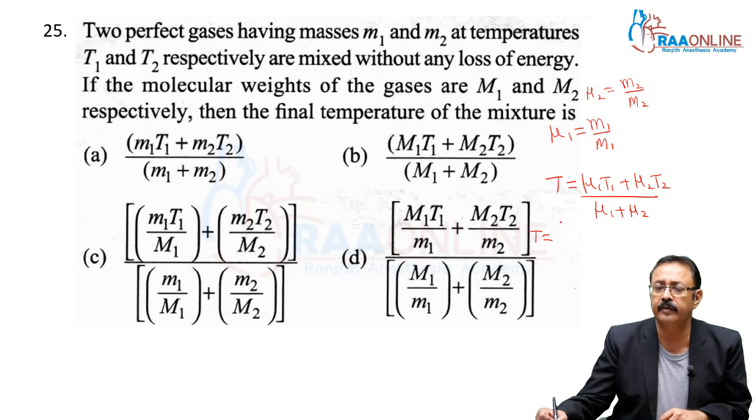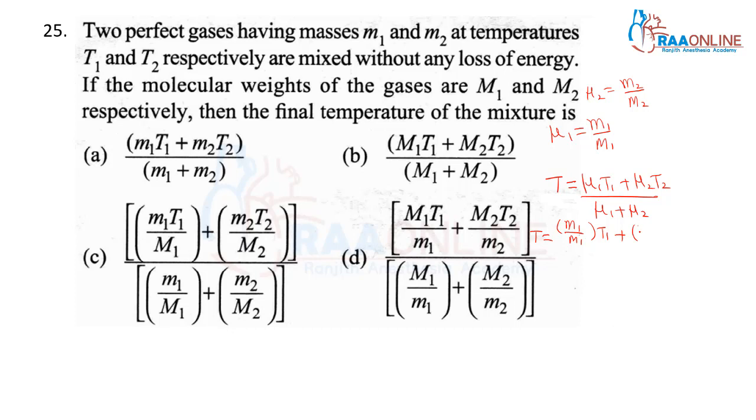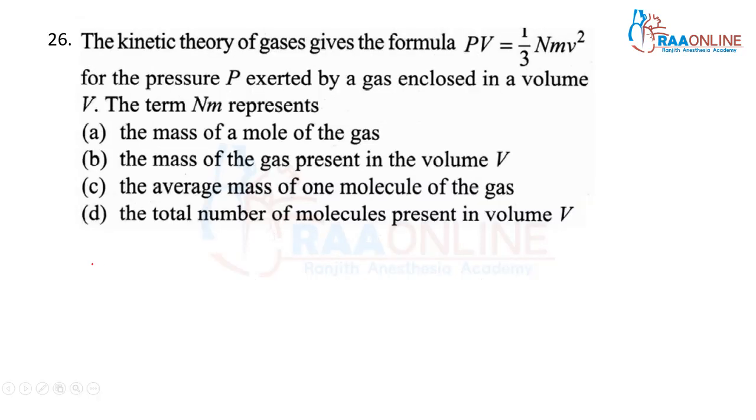So what we are going to get? In place of mu1, we have to write m1 upon capital M1, into T1 plus m2 by capital M2 into T2, divided by m1 by capital M1 plus m2 by capital M2. So we will go with C option.